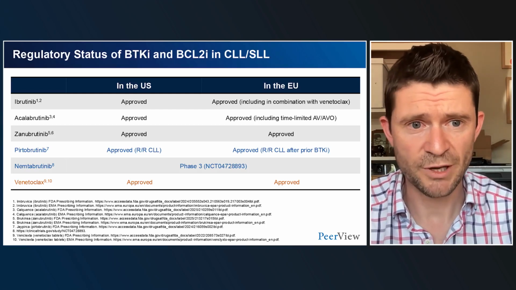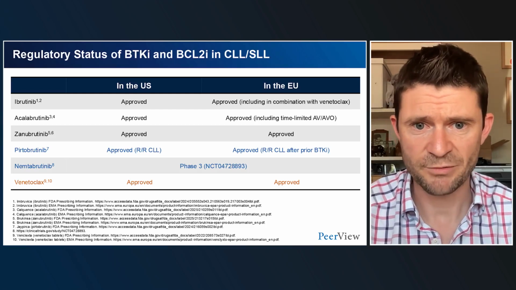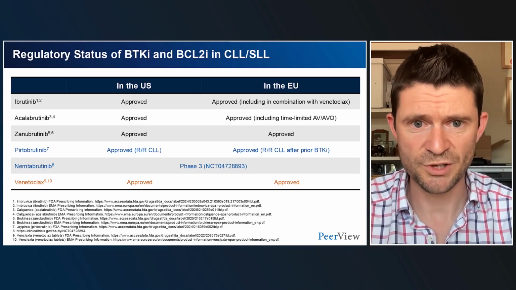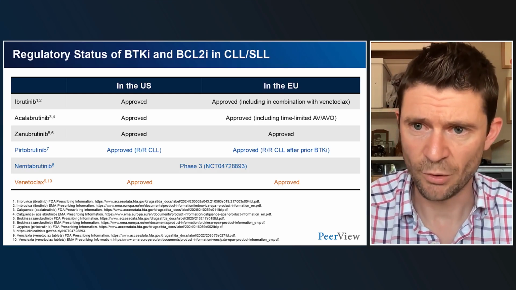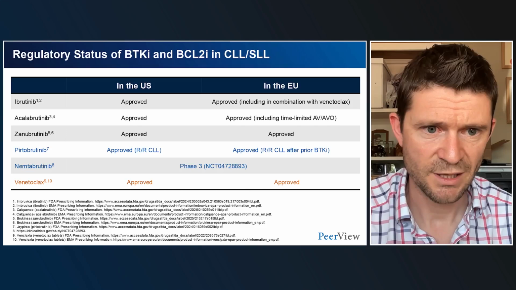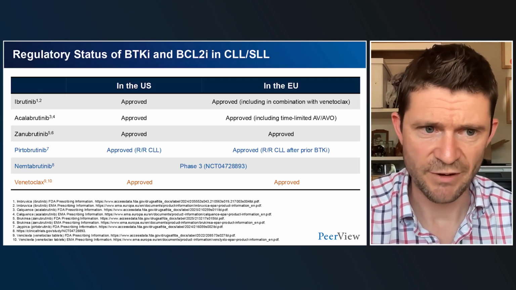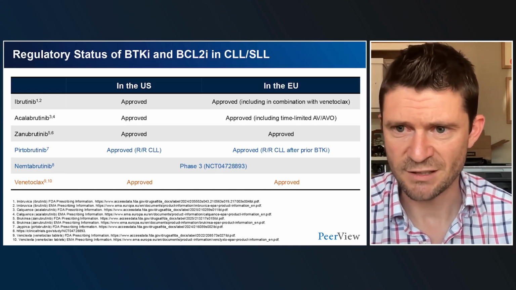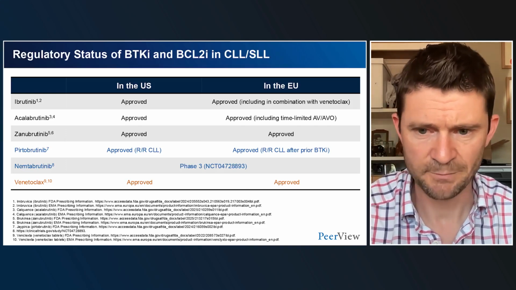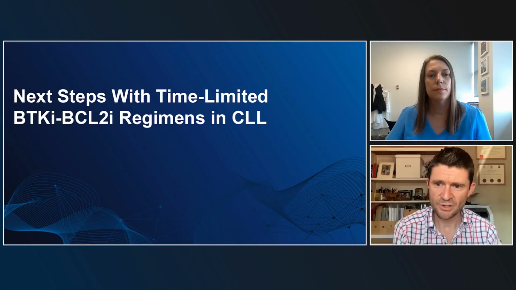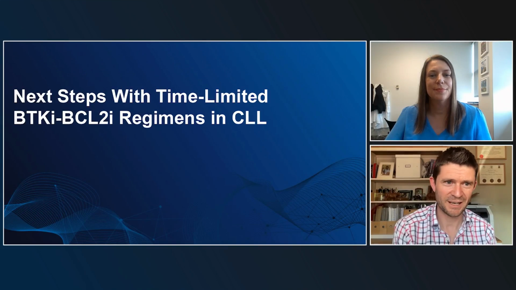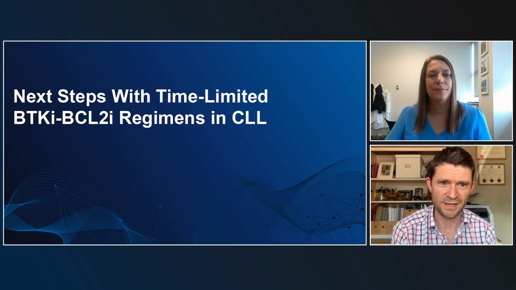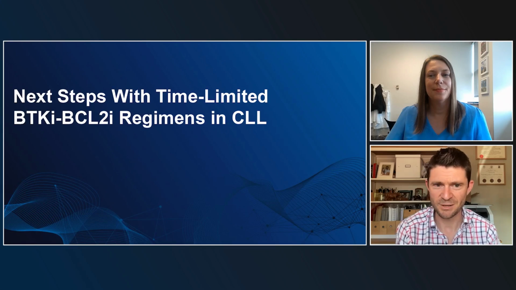Pirtobrutinib is approved in the US in relapsed refractory disease and also in Europe following a covalent BTK inhibitor. And nemtabrutinib remains in phase 3 studies, with venetoclax-based therapy approved in multiple settings with or without CD20 antibody. So with that summary, you'll see that there's a lot going on in the CLL field, and I'm going to hand over to Jen to talk through the next steps of time-limited therapy with BTK and BCL2 regimes in CLL.